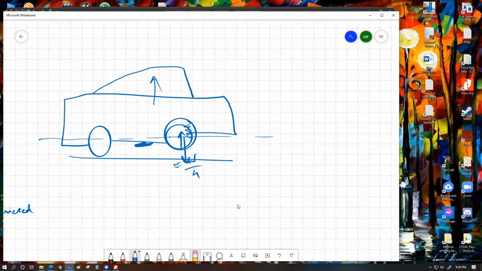That is one part. The second part is, let's say the car is moving forward on the road ahead.